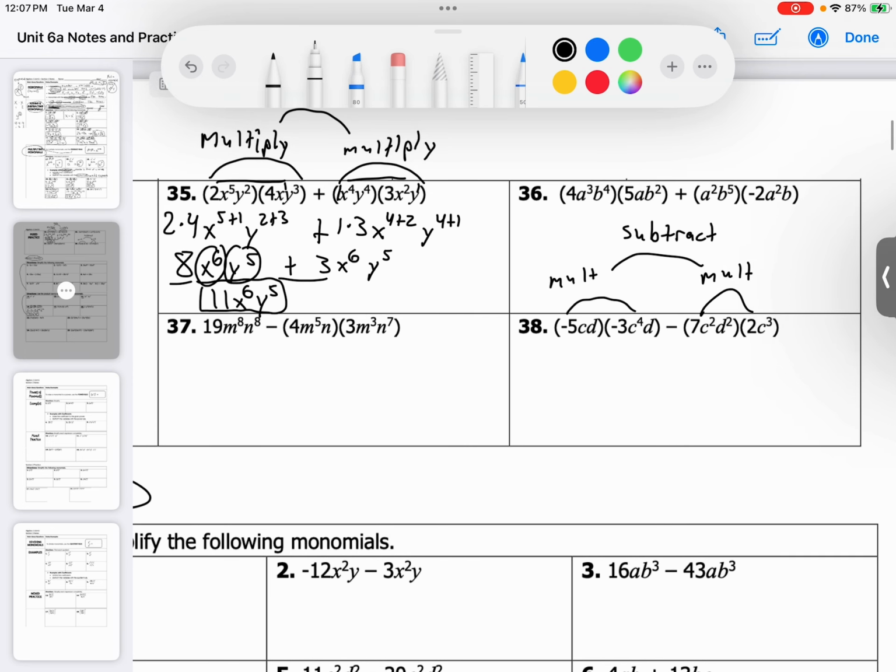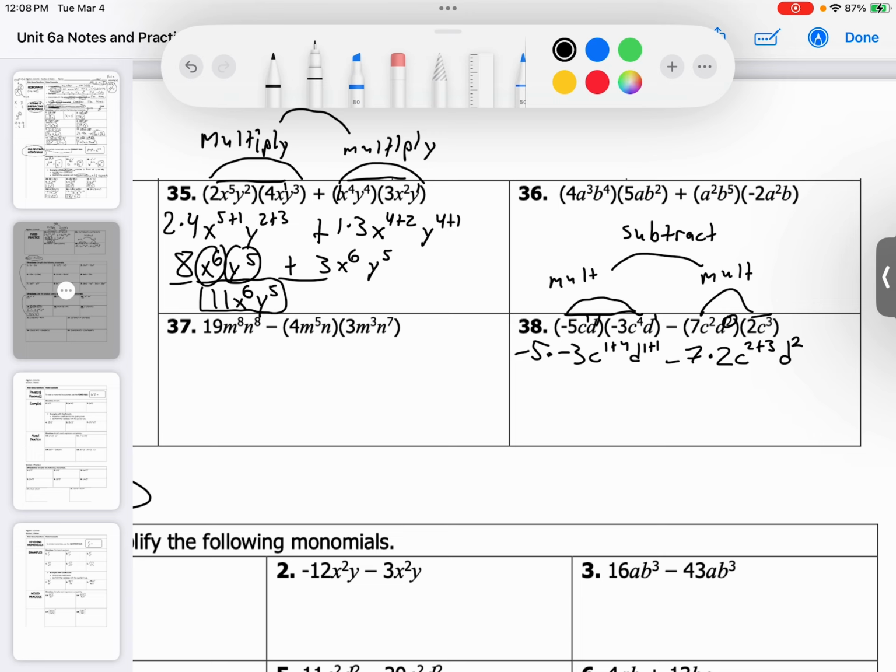Okay, so I'll give you one more example for number 38. Again, we're going to be multiplying first and then subtracting. So I'm going to start with the multiplying on the left side. This would be negative 5 times negative 3. Then for the c's, I have c to the power of 1 plus 4. For the d's, I have d to the power of 1 plus 1. And then I have this minus in the middle. I would take the coefficients, 7 times 2. For the c's, I have c to the power of 2 plus 3. And for the d's, I just have this one that's d to the power of 2. We don't have a d in the second part.